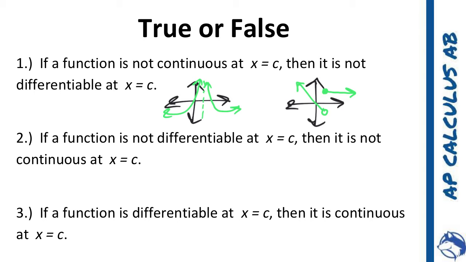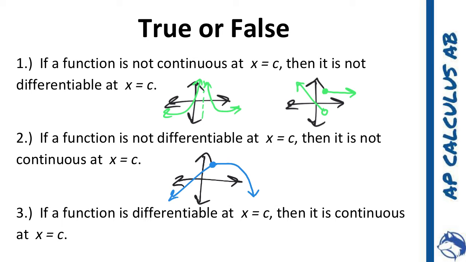Number two, if a function is not differentiable at x equals c, then it is not continuous at x equals c. Well, differentiable is slightly different because the derivatives have to be equal to each other. So it could be continuous, and if I were to draw a function that looks like this, this would be continuous because we don't have to lift up our pencil to make it work.